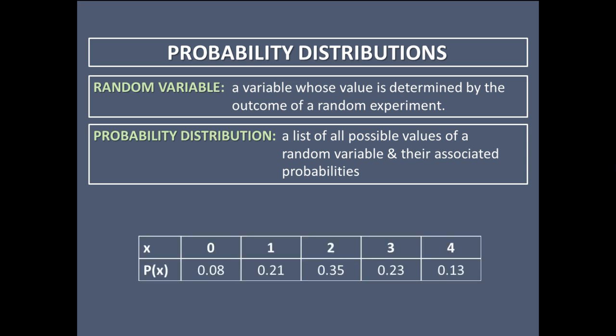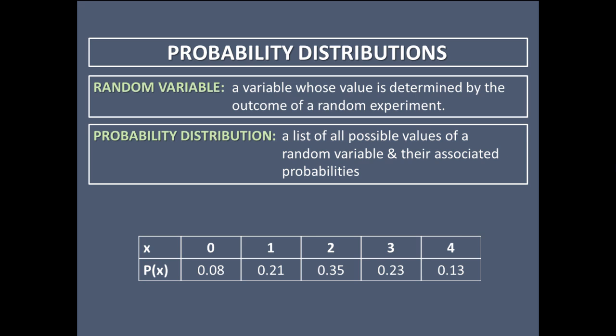What the row with the value x represents is the outcomes of the experiment. How many times did we see event x? In the case of this distribution, you might have had 0 occurrences of x, 1 occurrence, 2 occurrences, 3 occurrences, or 4 occurrences. And the second row represents the probability with which each of those events happened. So the probability of having event x happen 0 times is 0.08. The probability of having x happen 3 times is 0.23.